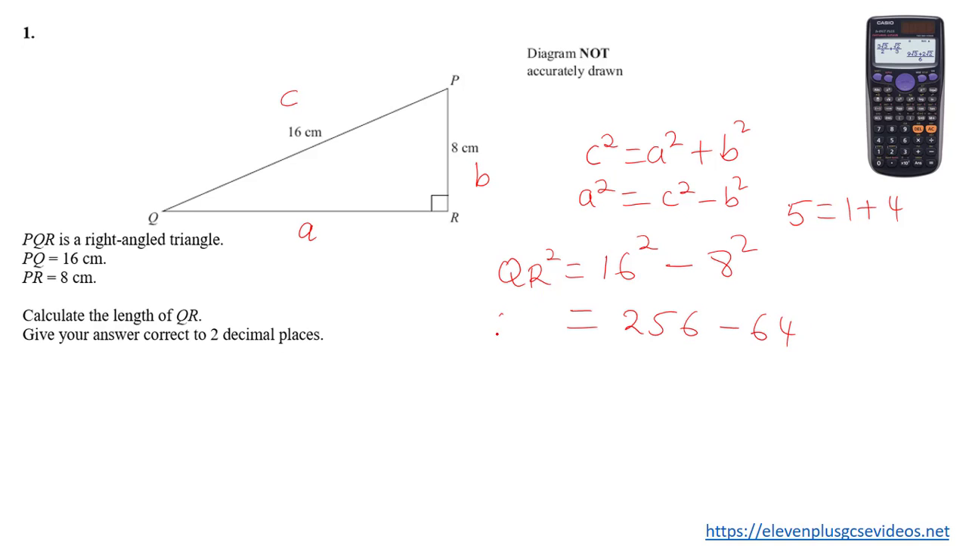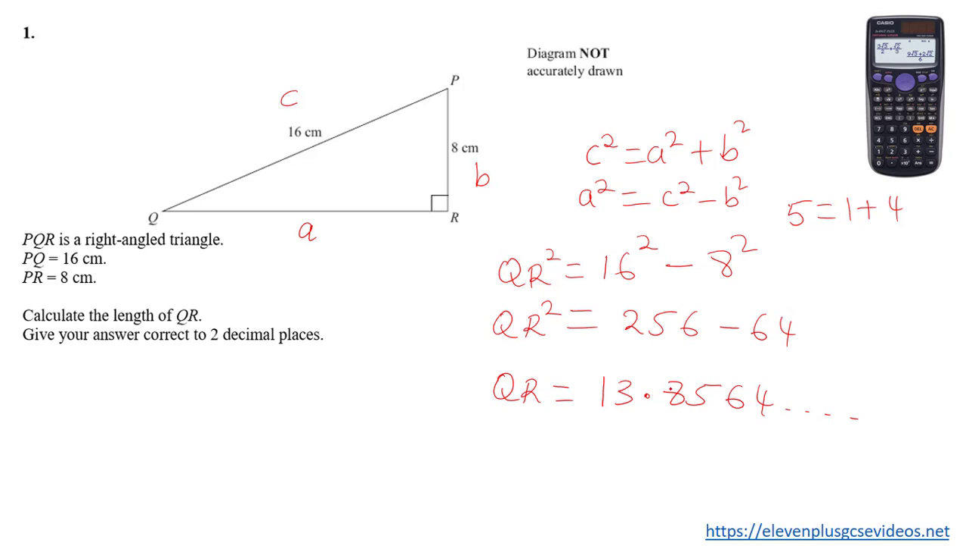Now that's basically just what QR squared is. But we don't want QR squared, we want QR. To find QR, you subtract and then you basically just square root. The square root of the answer to that is going to be 13.8564 and so on. But they want us to round our answer to 2 decimal places.